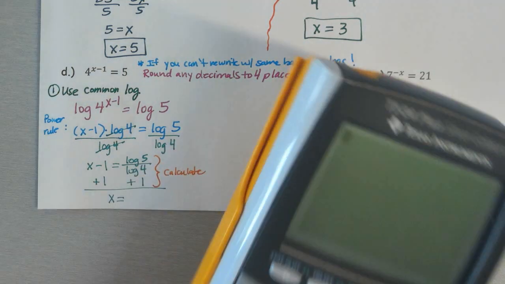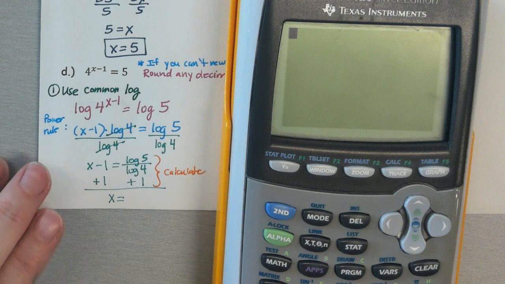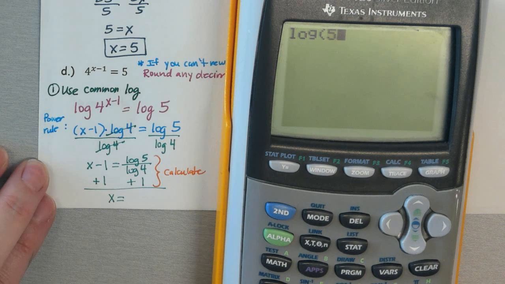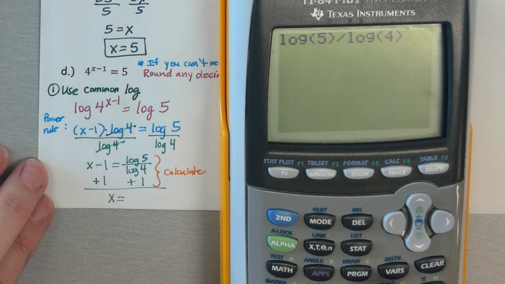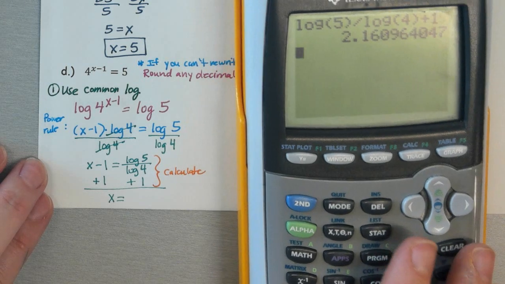Okay, and you can do this in 2 steps or 1. So the log of 5 divided by the log of 4, because remember, your calculator log is the common log. And then add 1.